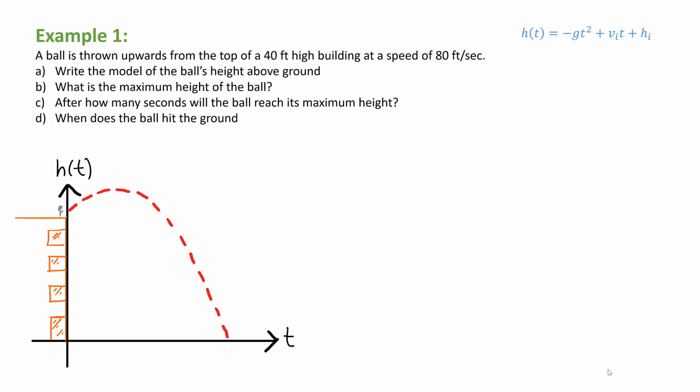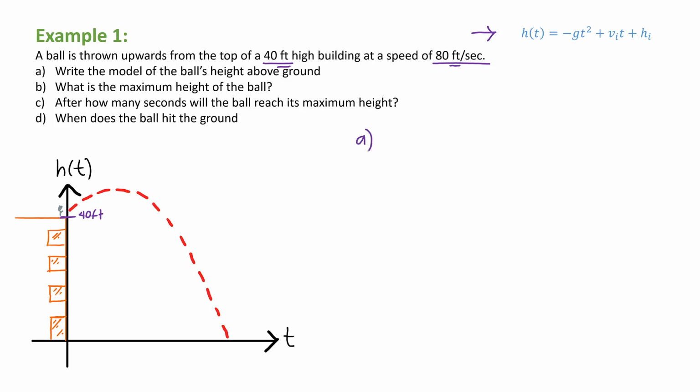Okay, on the top right of the screen, I already wrote the general model of the parabolic motion. So we are going to write it with the values of this problem. First, we already know that the initial height is 40 feet because that's the height of the building. Okay, and the problem also tells us that the initial velocity is 80 feet per second. And since the distance units are in feet, that means that g is going to be 16. So with that information, we can build the model.